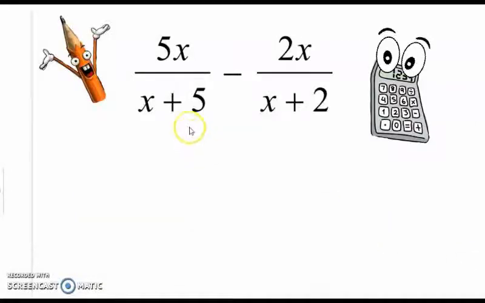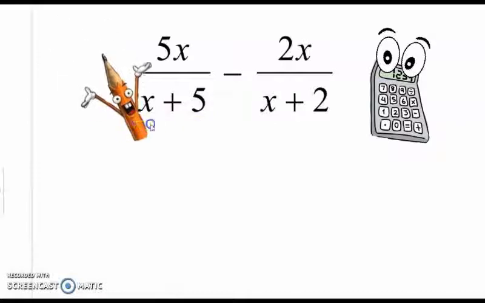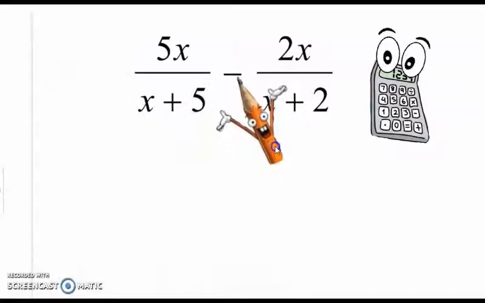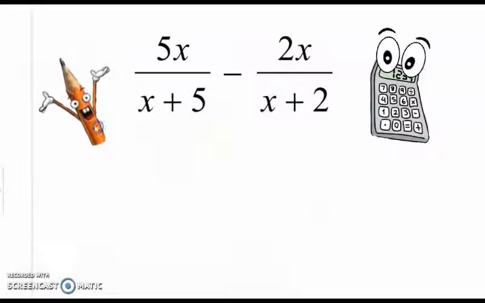Okay, new problem. This time we have a subtraction problem. These problems are a little bit different because there's one extra step. The extra step is you're going to have to do a little keep, change. So you'll keep the 5x, change the minus sign to a plus sign, and change the positive 2 to a negative 2.